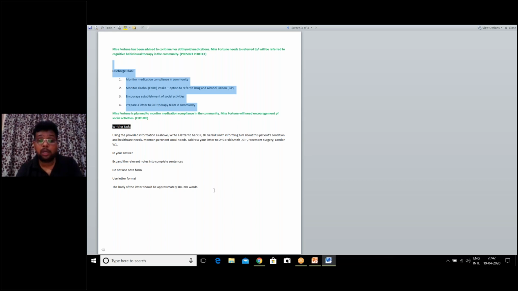Now, what is your task? You have to read this very properly. Using the provided information as above, write a letter to her general physician, Dr. Gerald Smith, informing him about his patient's condition. Here you come to know what the gender of Dr. Gerald Smith is. He is a male. In your answer, expand the relevant notes and so on.